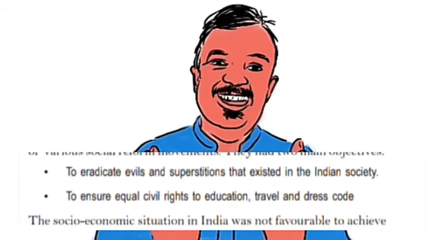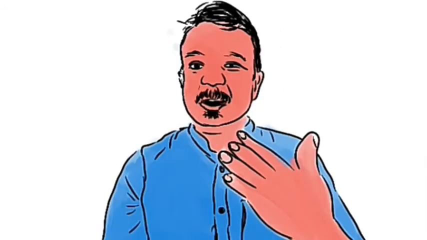All these movements had two main objectives: to eradicate evils and superstitions that existed in Indian society, and to ensure equal civil rights to education, travel, and dress code. The socio-economic situation in India was not favorable to achieve these goals. Which goals? To eradicate the social evils and superstitions, and to ensure equal civil rights to education and dress code.